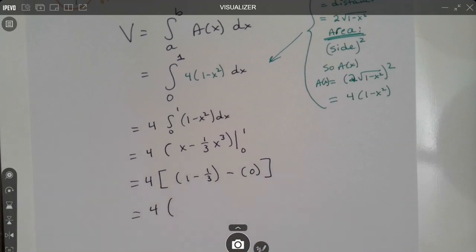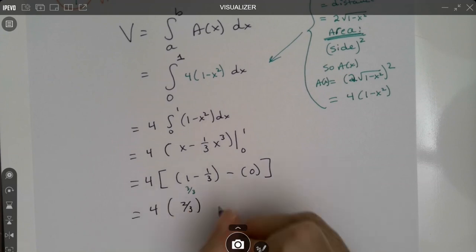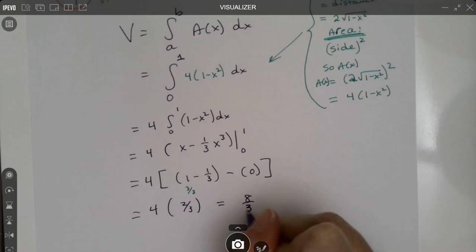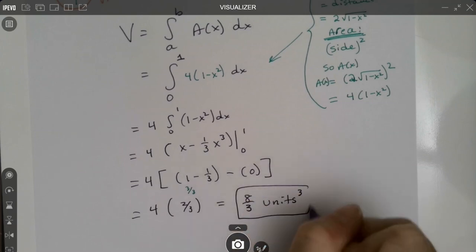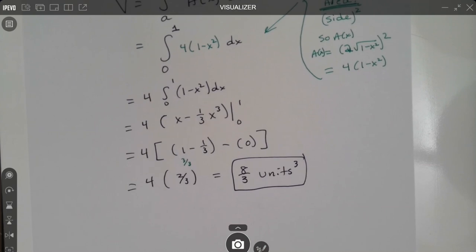Well, if you remember from algebra, that's 3/3, right? So pre-algebra. 3/3 take away 1/3 is 2/3, which would be 8/3. And since this is a volume, it'd be units cubed, depending on whatever the units were that you were given. Feet or inches or whatever.